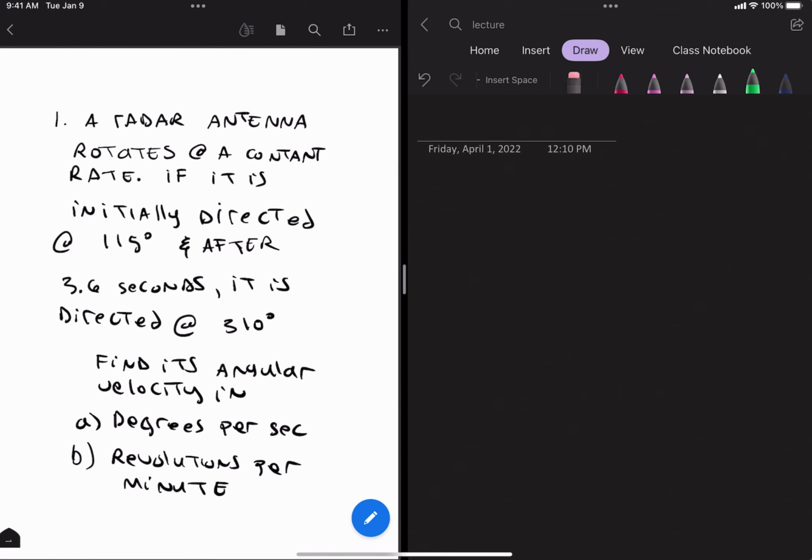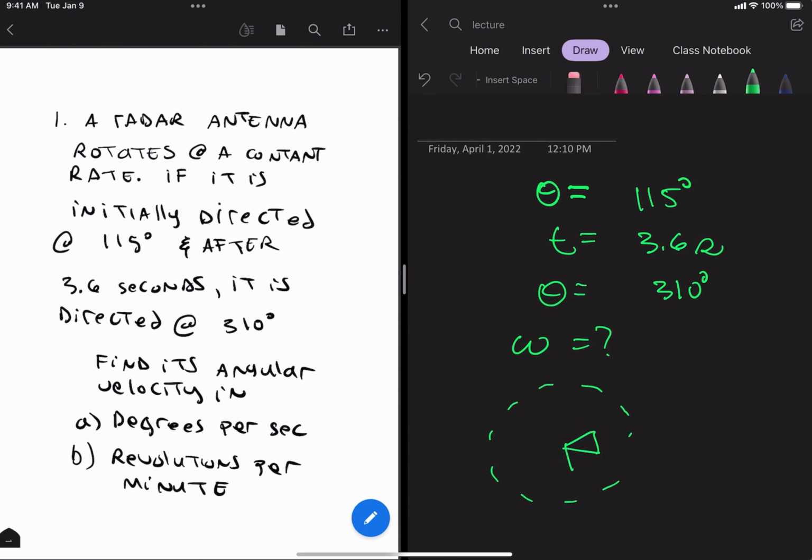So let's write down what's given. There's 115 degrees, which is an angle, and you have 3.6 seconds, so that's time, and you have 310 degrees, which is another angle, and we want to get the angular velocity in radians per second and in RPMs.